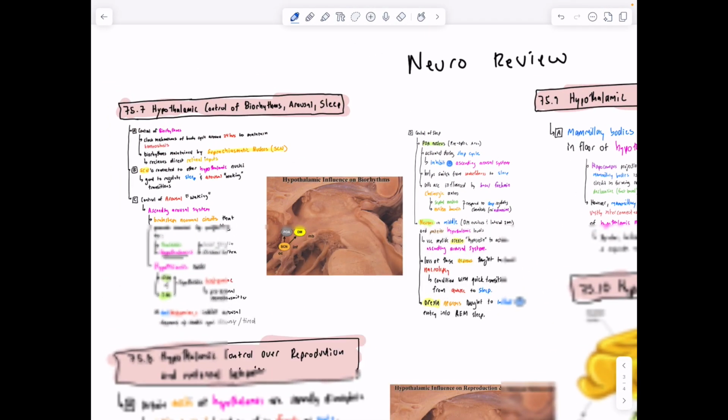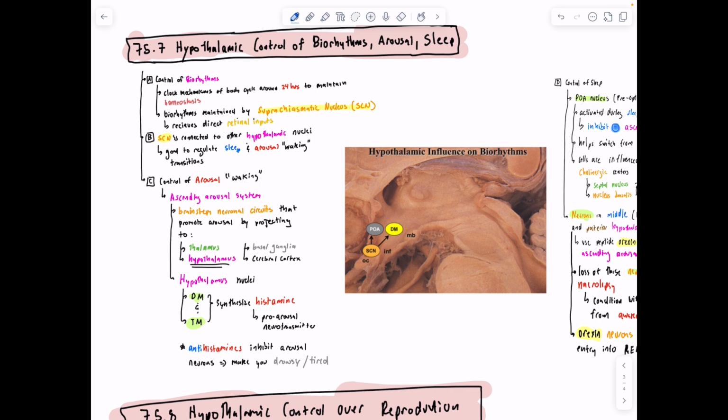All right, so then we're almost done. We have control of biorhythms, arousal, and sleep. Biorhythms are basically like your body is on a circadian rhythm. You have a biorhythm of your body cycle, or body mechanisms to maintain homeostasis, and this biorhythm is maintained by the suprachiasmatic nucleus, which receives direct retinal input. So if you're staring at computer screens at night, it's going to throw off your biorhythm. Not good for us med students, but the suprachiasmatic nucleus is connected to other hypothalamic nuclei, and its goal is to regulate sleep and arousal.